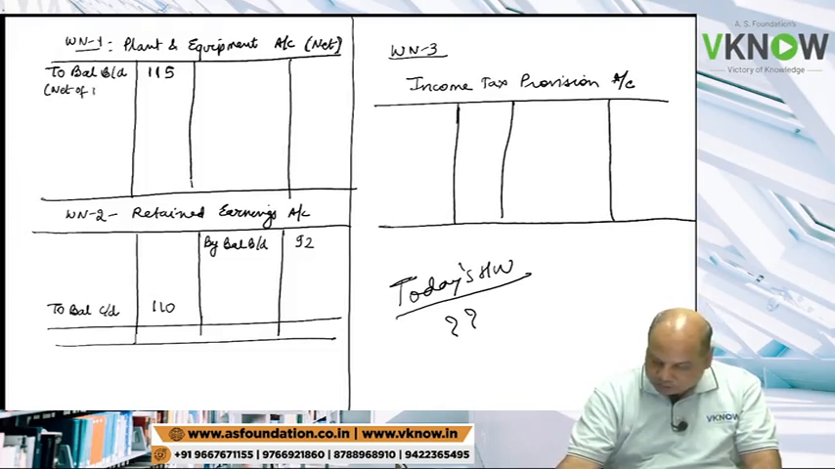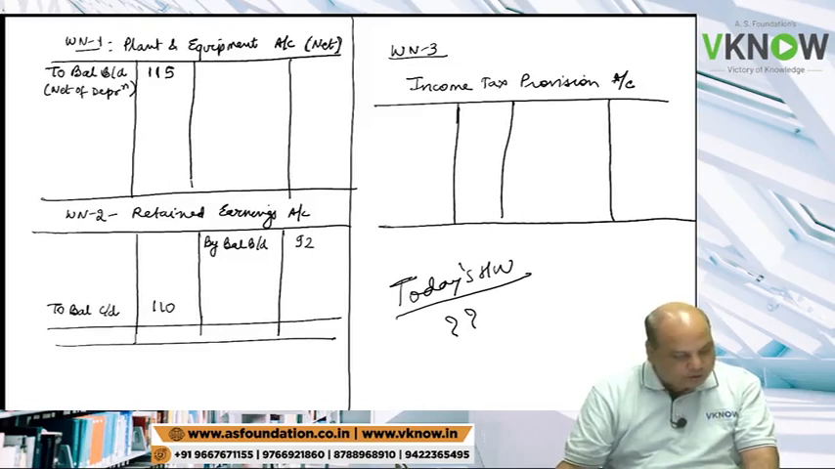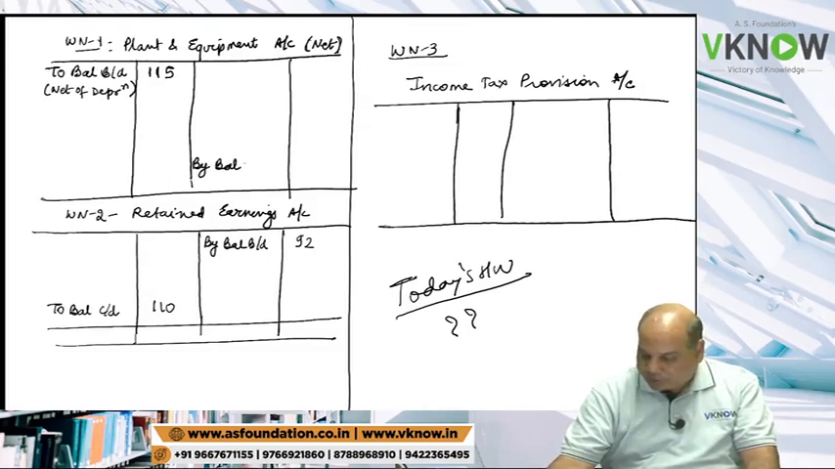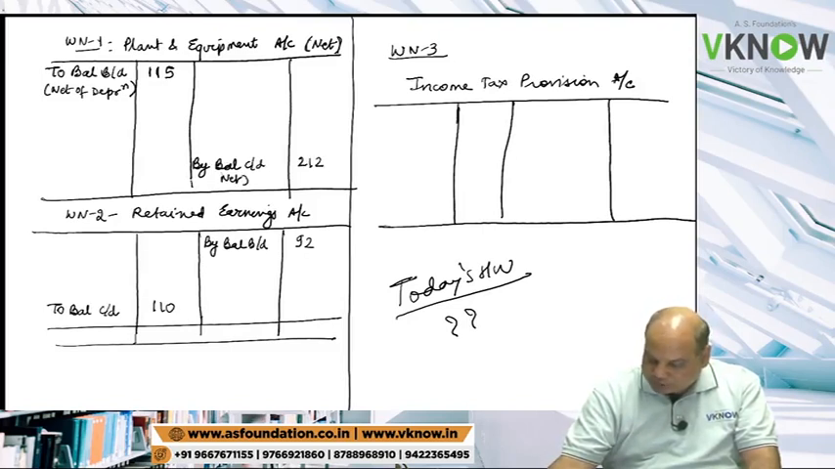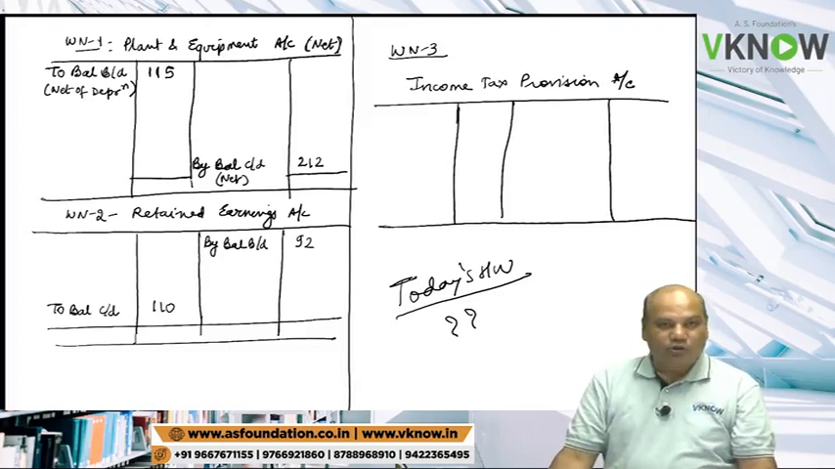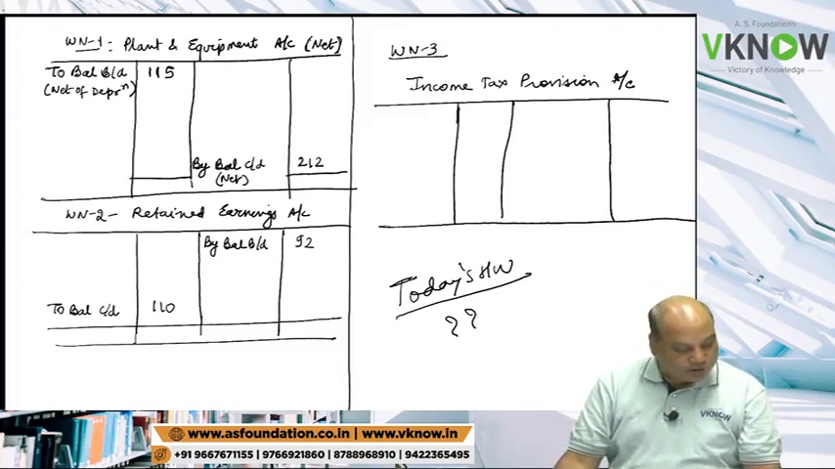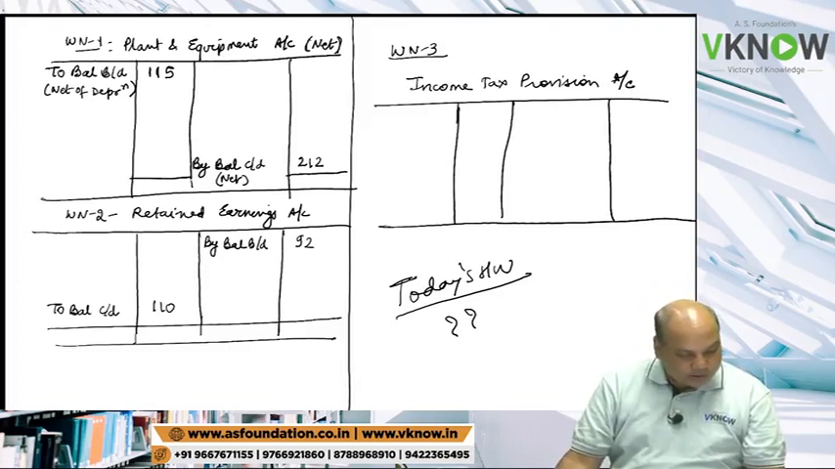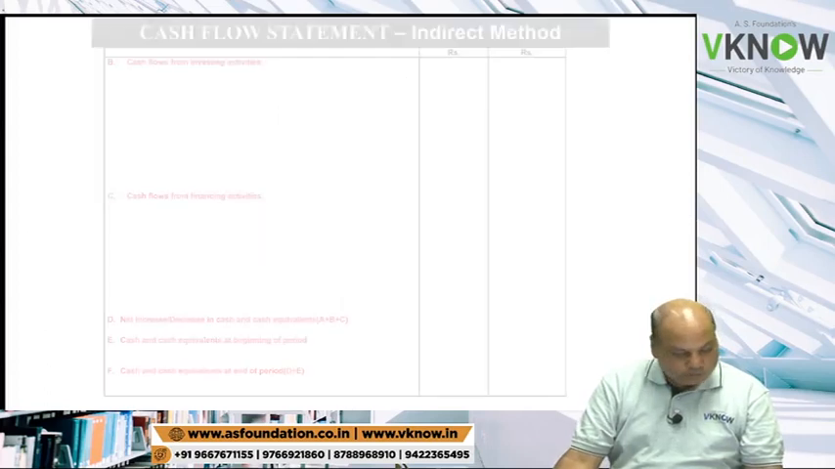In bracket, net of depreciation, and closing balance is by balance carried down, 430 minus 218, 212. This is also net of depreciation. Our objective is to find out any missing figure. Main question is cash flow statement, that should be right. Then there is an investment item also.